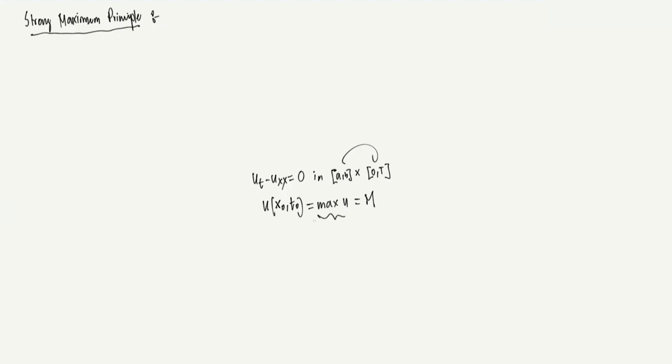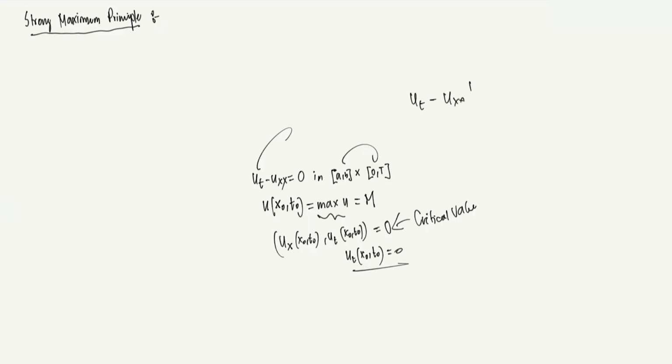At this point, if the maximum is attained, it means that the gradient of u, so ux and ut at the point x naught, t naught, is definitely going to be 0. So x naught, t naught is a critical point in this case. That will imply that ut at the point x naught, t naught is 0. Clear? So what happens to the equation ut minus uxx restricted to x naught, t naught?